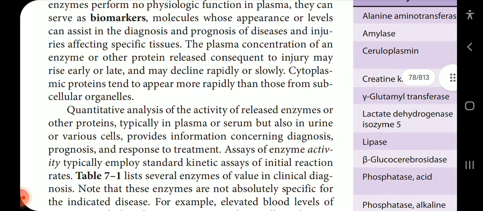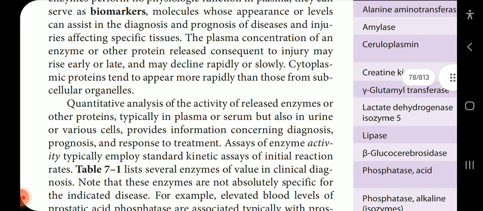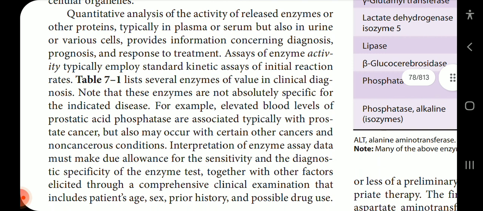The plasma concentration of an enzyme or other protein released consequent to injury may rise early or late and may decline rapidly or slowly. Cytoplasmic proteins tend to appear more rapidly than those from subcellular organelles. Quantitative analysis of the activity of released enzymes or other proteins, typically in plasma or serum but also in urine or various cells, provides information concerning diagnosis, prognosis, and response to treatment. Assays of enzyme activity typically employ standard kinetic assays of initial reaction rates.